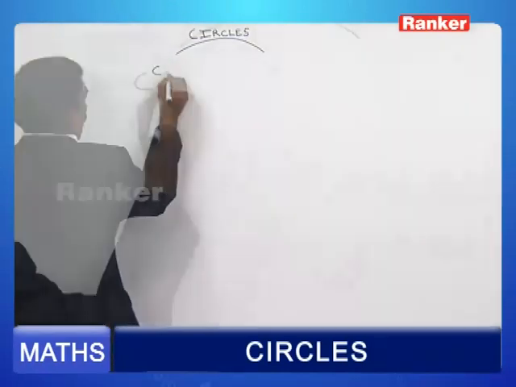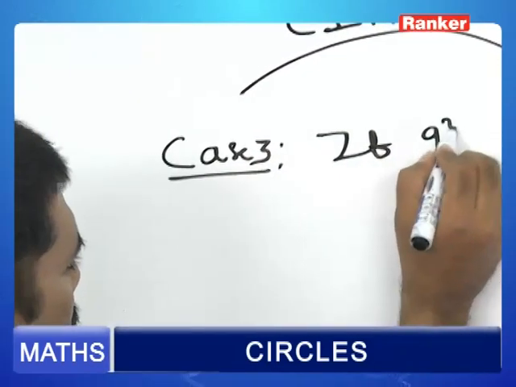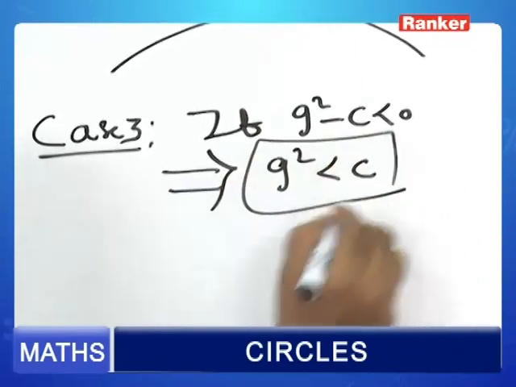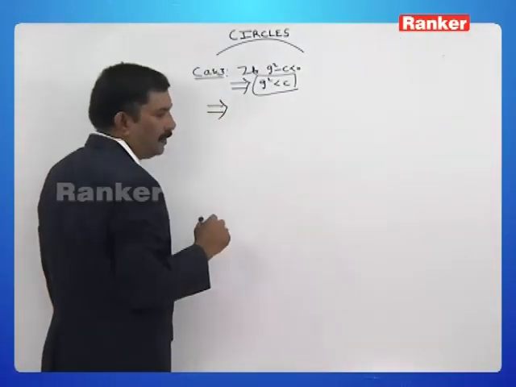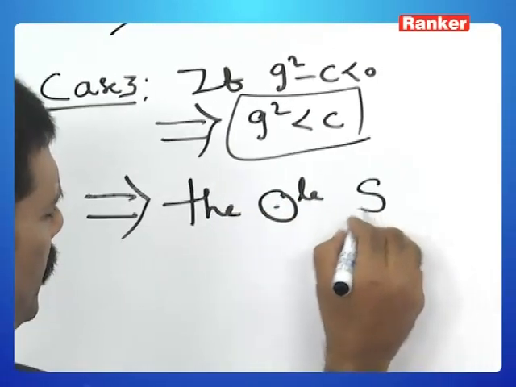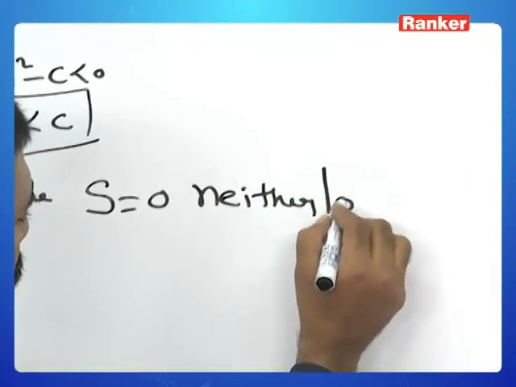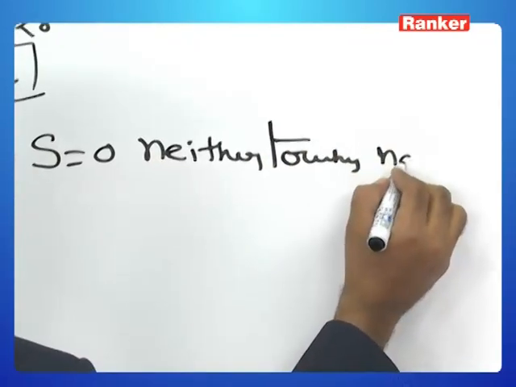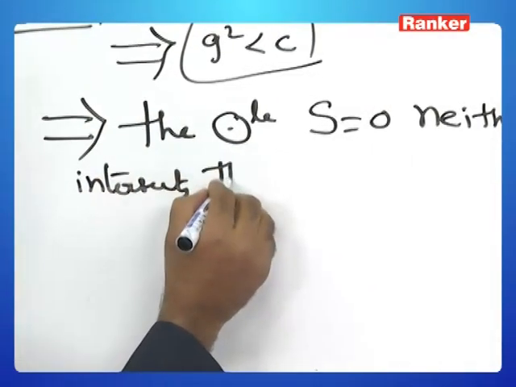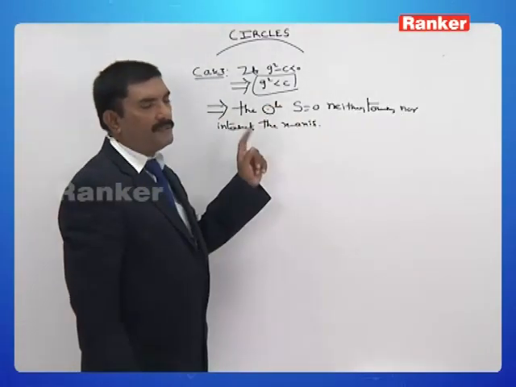Right, case 3. What is case 3? If g square minus c is less than 0, that is, g square is less than c, which implies the circle S is equal to 0 neither touches nor intersects the x-axis. So here the circle neither touches nor intersects the x-axis.